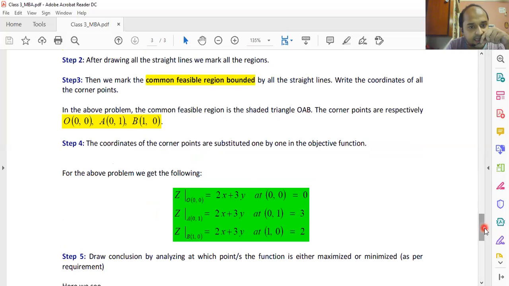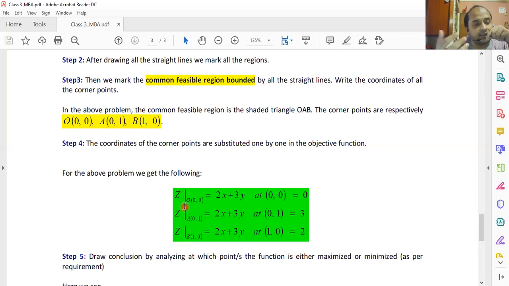Step 4 has another line written. In the above problem, the common feasible region is the shaded triangle OAB. The corner points are respectively the origin itself, the point A (0, 1), and the point B (1, 0). After you mark your corner points, step number 4 says that one after another, you put the coordinates of the corner points in the objective function. That means you find the value of z at the point 0, 0, at the point 0, 1, and at the point 1, 0.